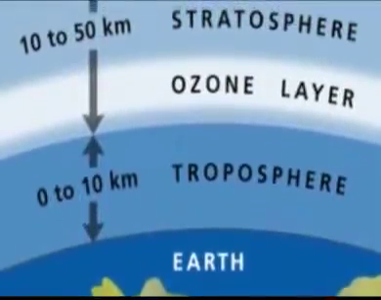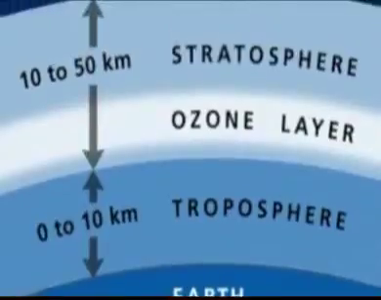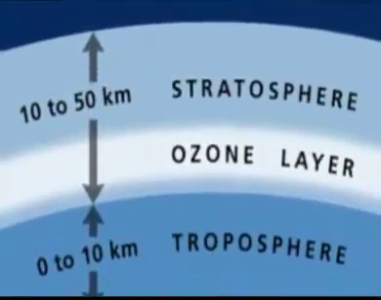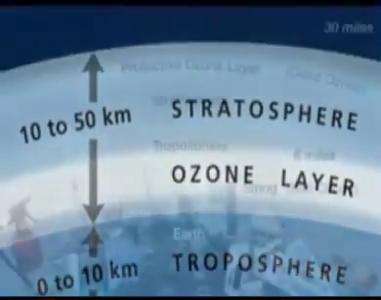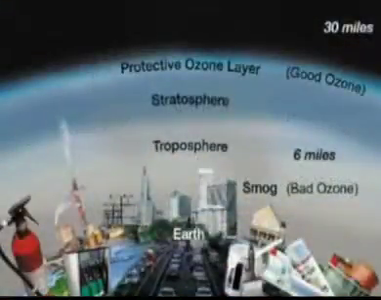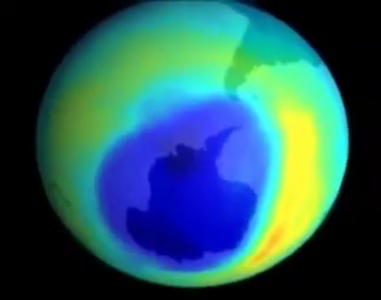Ozone is highly useful in the stratosphere or upper atmosphere from 5 to 45 kilometers, where it forms a protective layer called the ozone umbrella or ozone blanket, which absorbs harmful UV rays which damage human health by causing skin cancer and cataract.